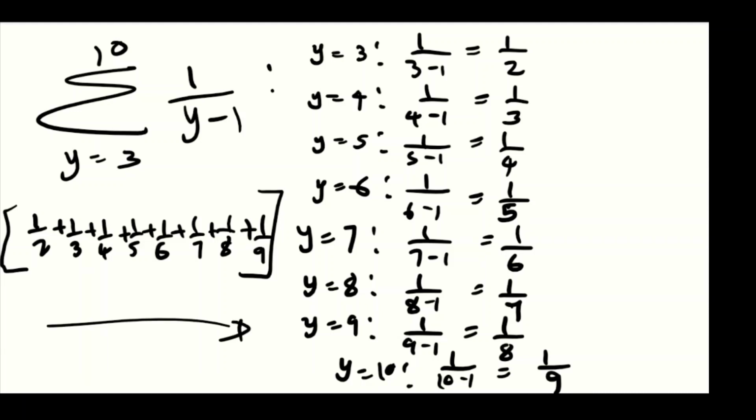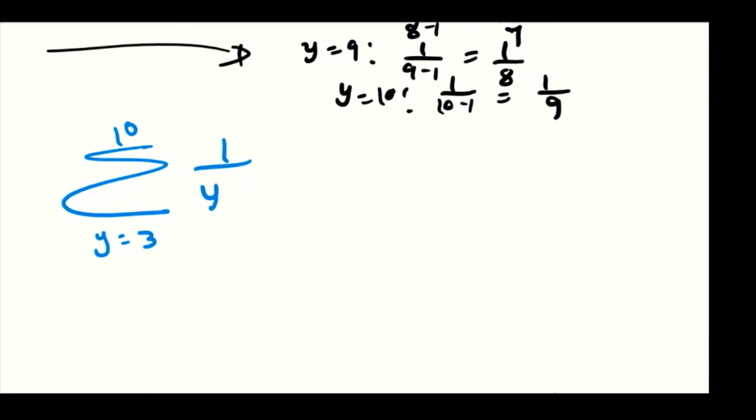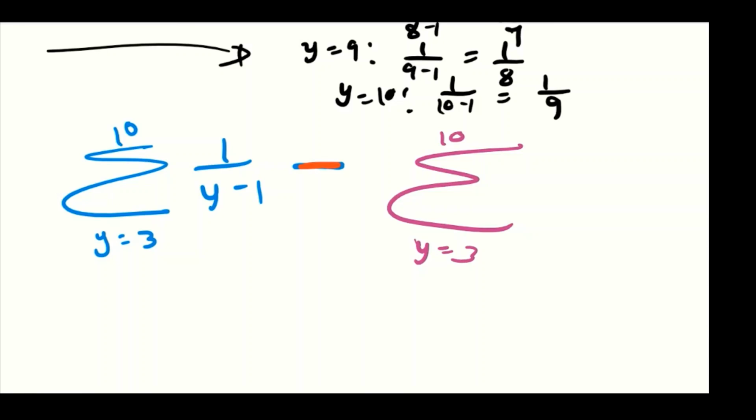Remember, the first sum that we got, we're going to subtract with this second sum. So this is what it means. Remember, we are saying the first sum of 10, y is equal to 3, and then 1 over y minus 1. We are subtracting this sum. Let me put a different color. Subtracting it with this second sum, 10 at the top, y is equal to 3, 1 over y. Okay, sorry, this is actually 2. And then this is minus 1, right? So we are subtracting these two sums.